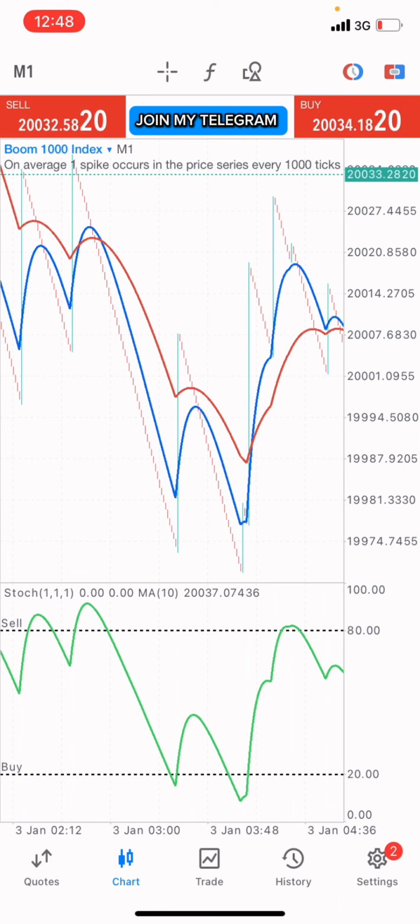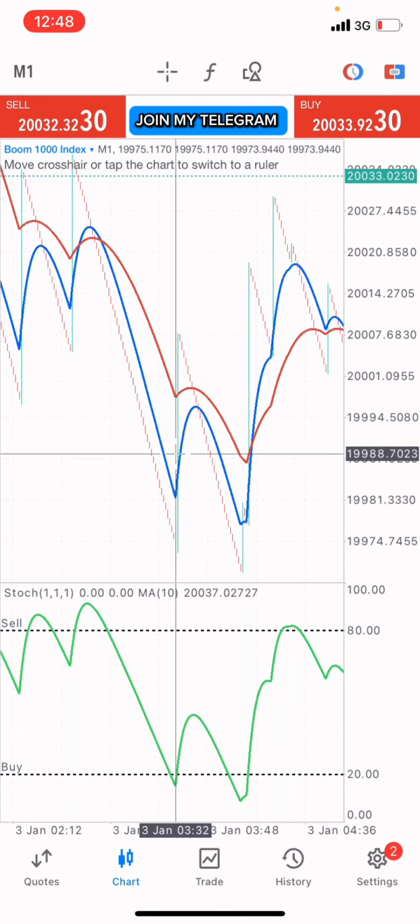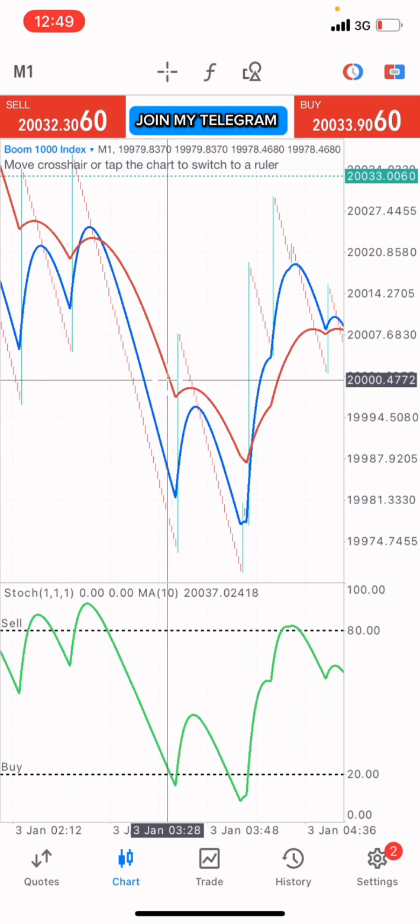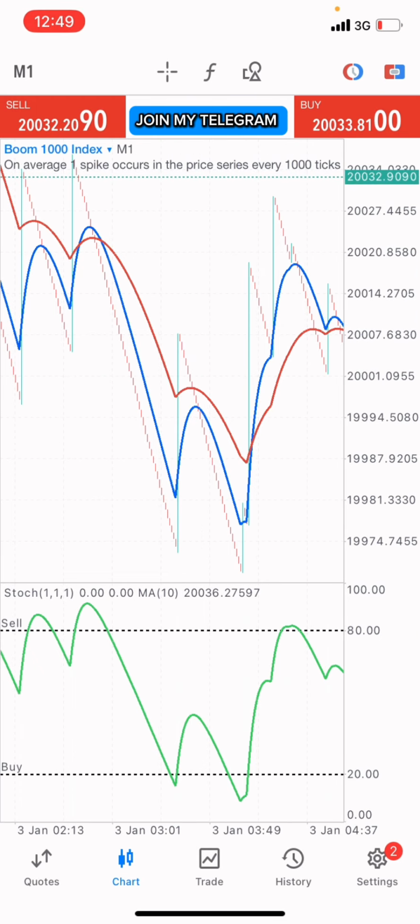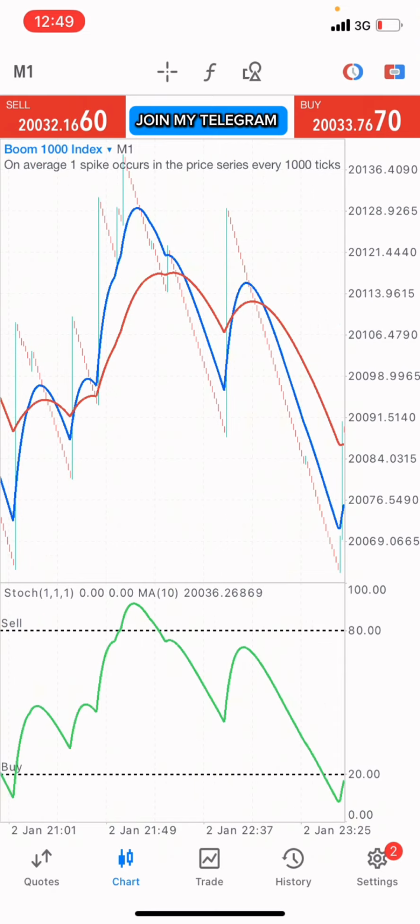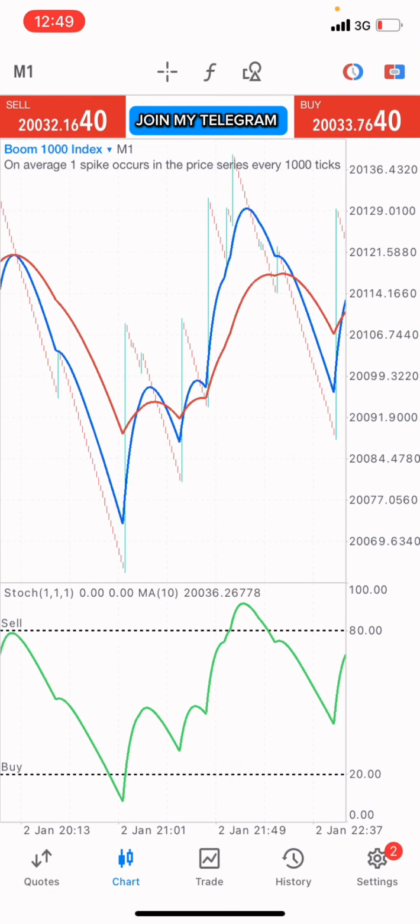Remember that price needs to break below the blue line. The blue line needs to be above the red line when price breaks. Okay, it shouldn't be below this point. No, this blue line should be above this red line before you enter into the market for a sell. Then you scalp the market, take that small profit.